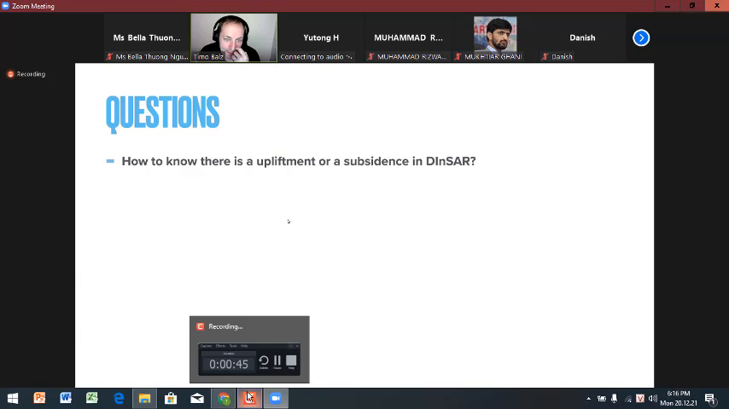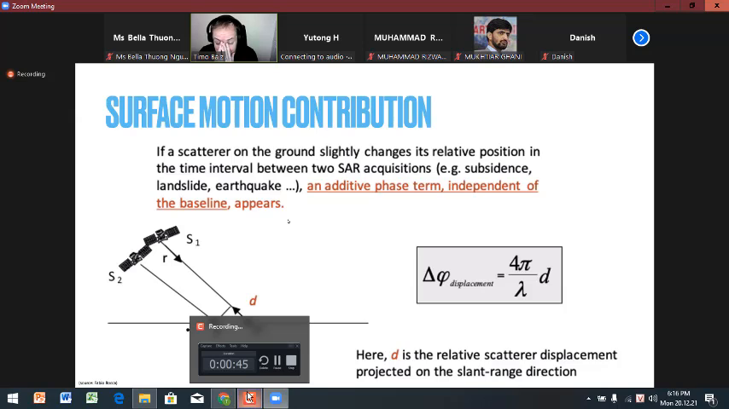How to know if there is uplift or subsidence in InSAR? That's a good question, right? So first of all, we would look at the equation that we have. In principle, from the measurement principle, we are looking at the line of sight deformation, right? And the line of sight deformation has a sign. It's negative or positive, and typically we define positive as moving toward the sensor and negative as moving away from the sensor.